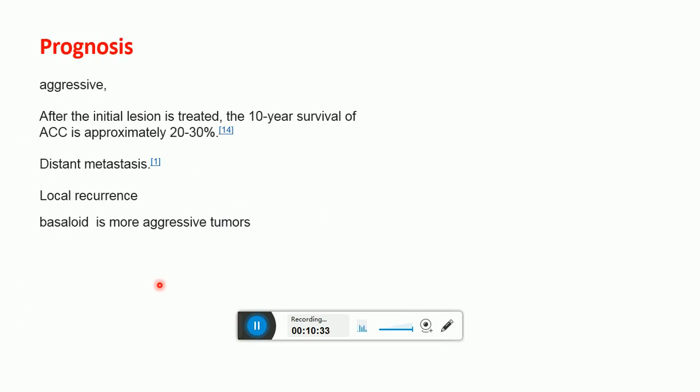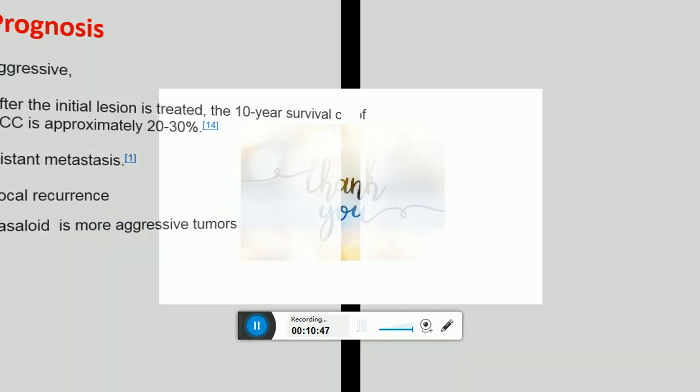Prognosis. For this aggressive tumor, after the initial lesion is treated, the 10-year survival rate is approximately 20 to 30%. There is distant metastasis and local recurrence. The basaloid form is the more aggressive tumor.